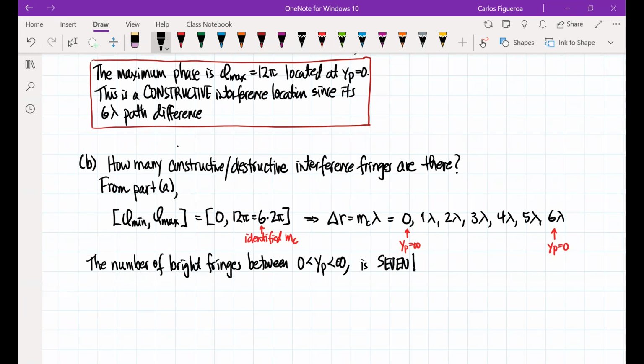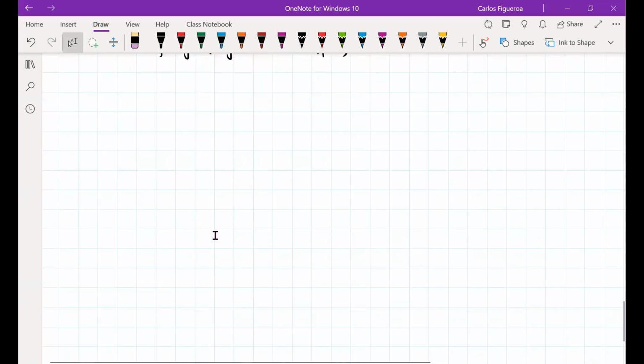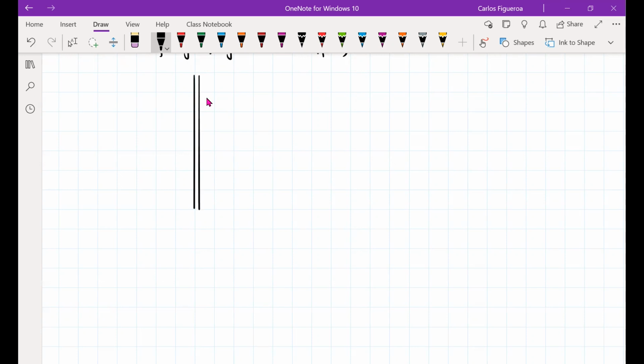So now let's draw a picture of this situation. Okay, so what I'm going to do here is draw what I think the pattern's going to look like, and I'm going to draw it like this. It's going to look something like this. So here's my screen, right? So here's my screen right here.